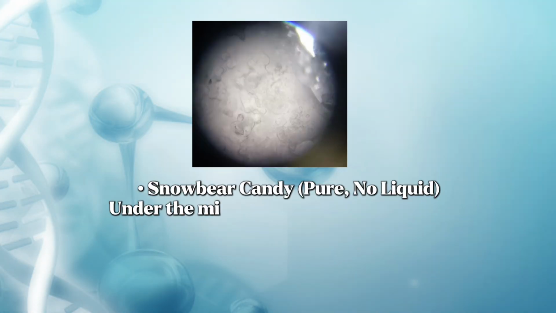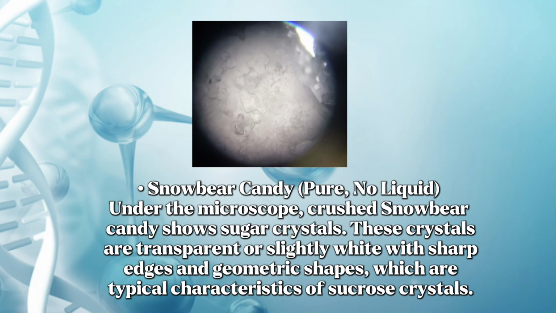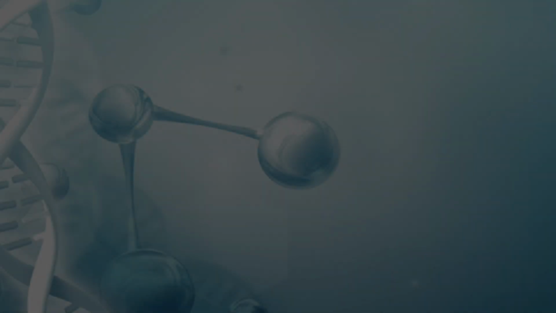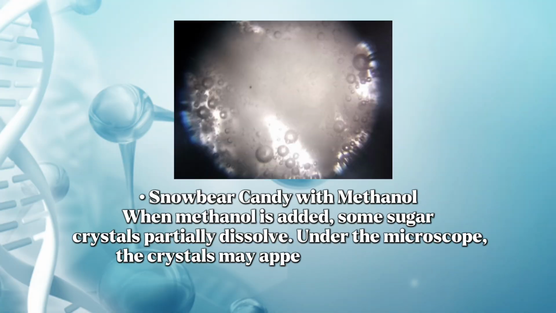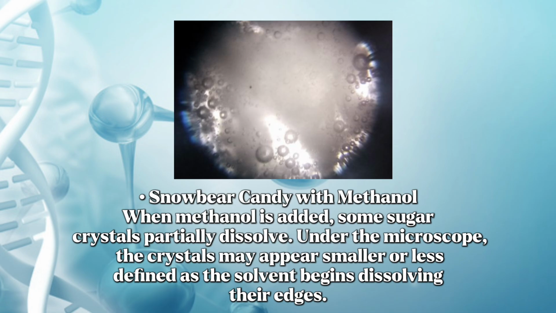Under the microscope, crushed snowbird candy shows sugar crystals. These crystals are transparent or slightly white, with sharp edges and geometric shapes, which are typical characteristics of sucrose crystals. When methanol is added, some sugar crystals partially dissolve. Under the microscope, the crystals appear smaller or less defined as the solvent begins dissolving their edges.